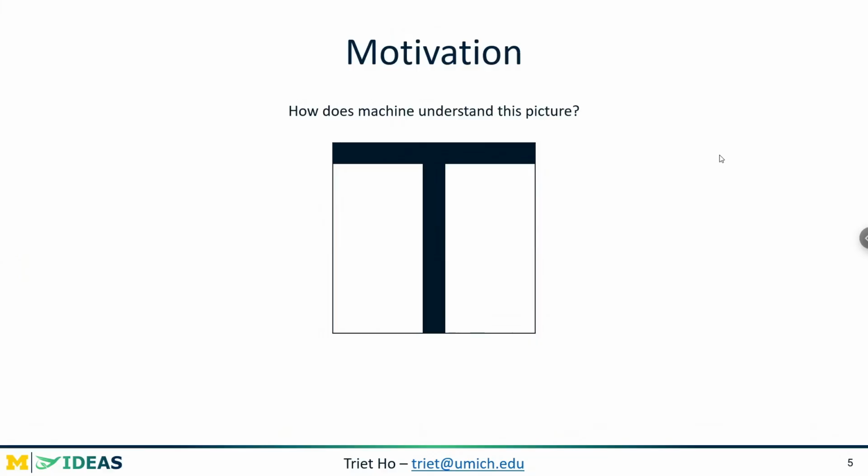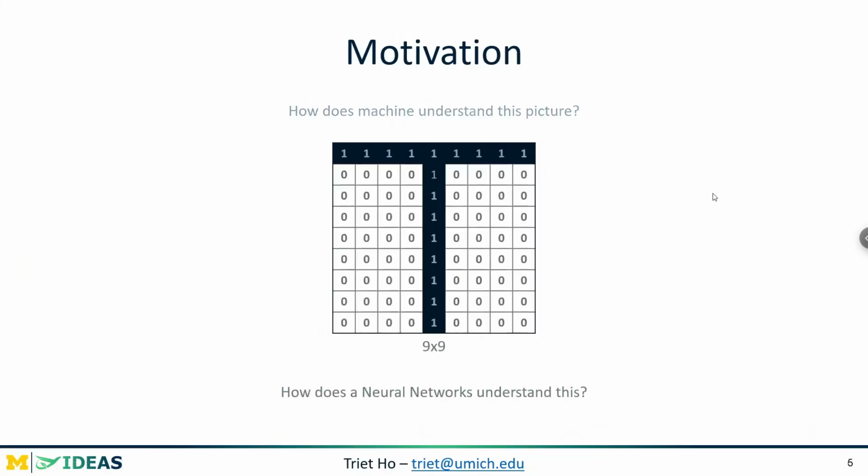So why do we need convolutional networks? First, look at these pictures. It's a letter T, and everyone understands that. But how does a machine understand these pictures? What you can do is digitize it, so you make it 0 and 1. The black pixel is 1, and the white pixel is 0. But now the question is, how can a neural network understand this? You don't need a neural network to understand this, by the way. You can also just use an algorithm, right?